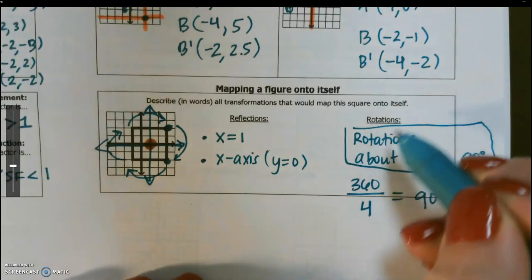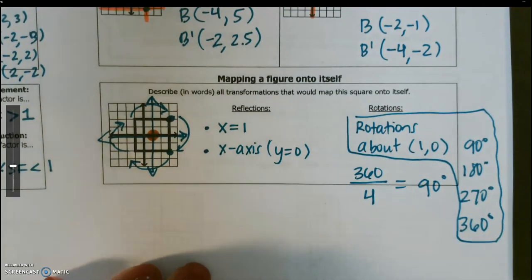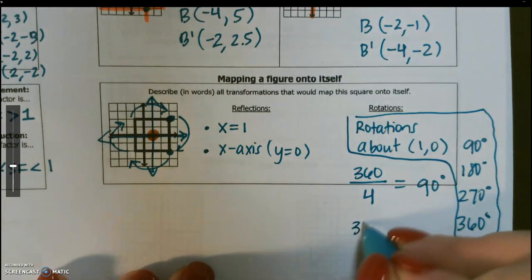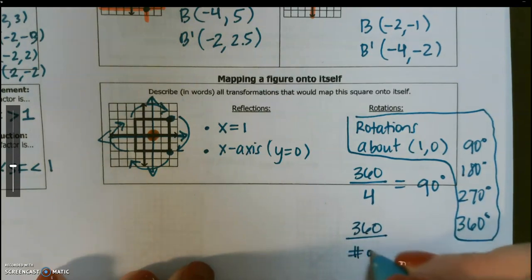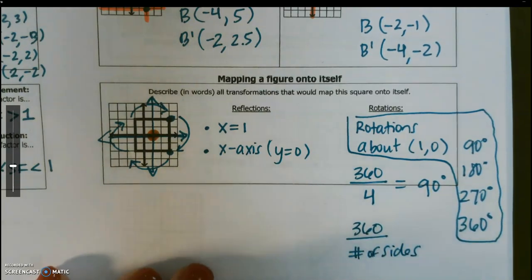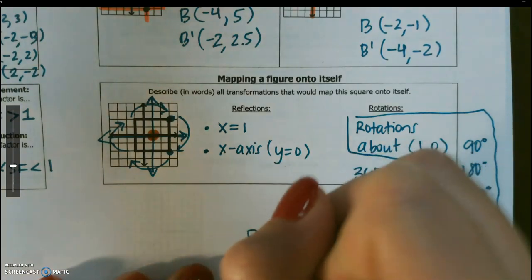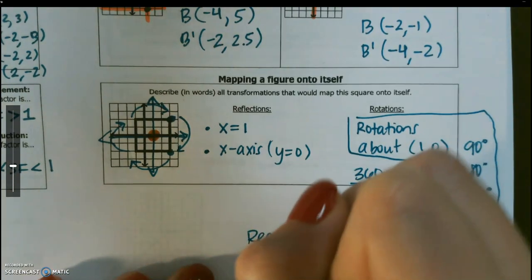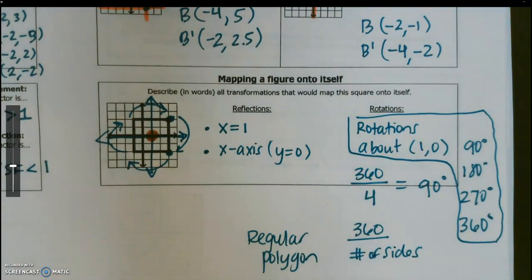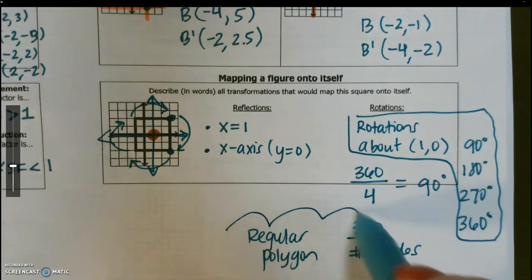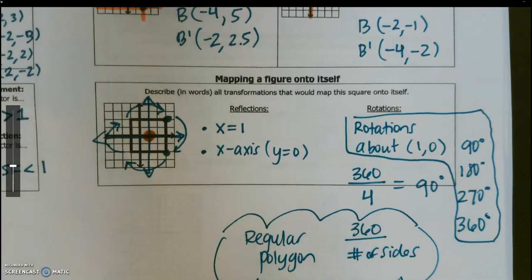One big takeaway is that if it were a regular polygon, like a regular hexagon or a regular pentagon, we're going to do 360 divided by the number of sides. That would tell you all the different angles of rotation that would map it onto itself if it is a regular polygon. So like a regular hexagon, regular pentagon, a regular quadrilateral. A 4-sided figure would be a square. But keep that in mind when you're thinking about angles of rotation.